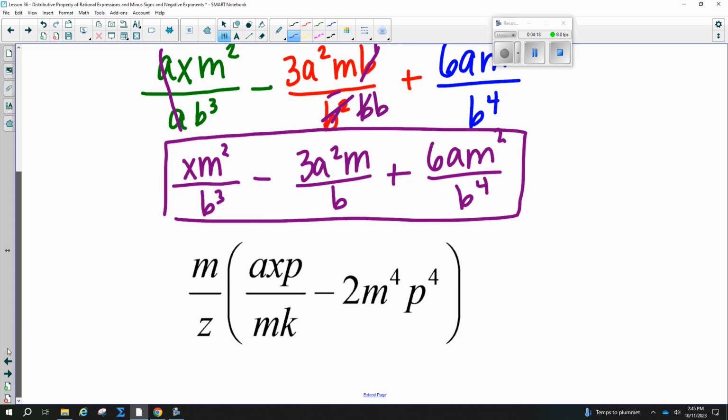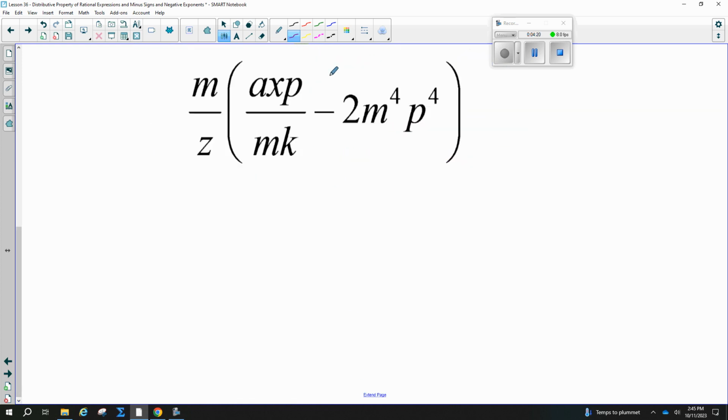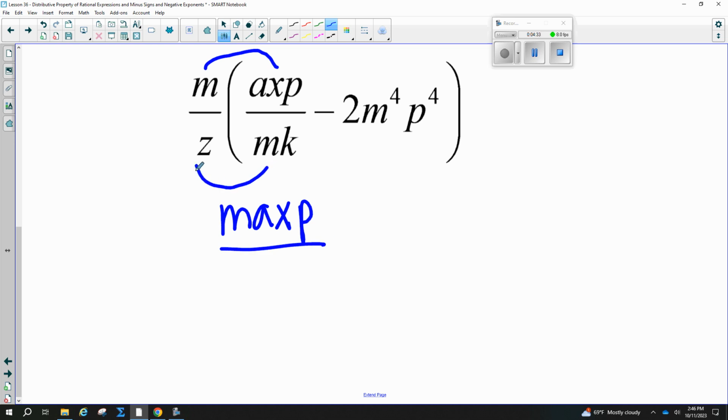Let's try one more. All right, so we're going to multiply the top to the top. So I have m, a, x, p. All of those just multiply together. All right, no like terms. And then the bottom to the bottom here would be z, m, k. All right, and then we want to put this over 1.